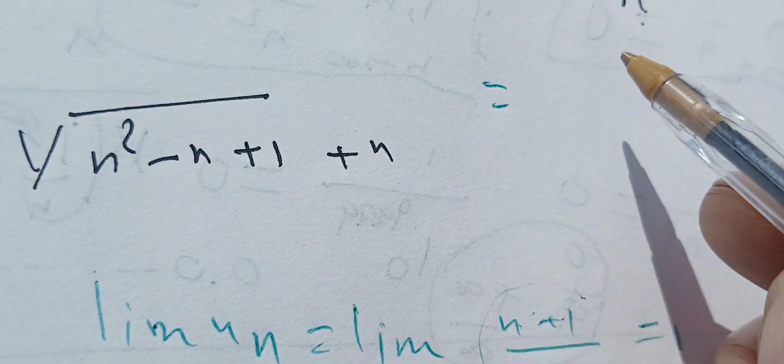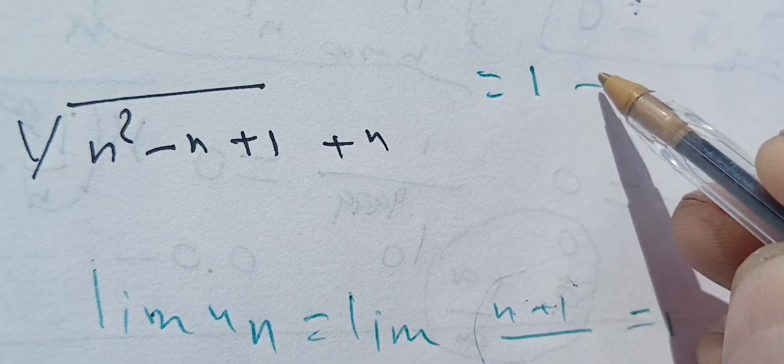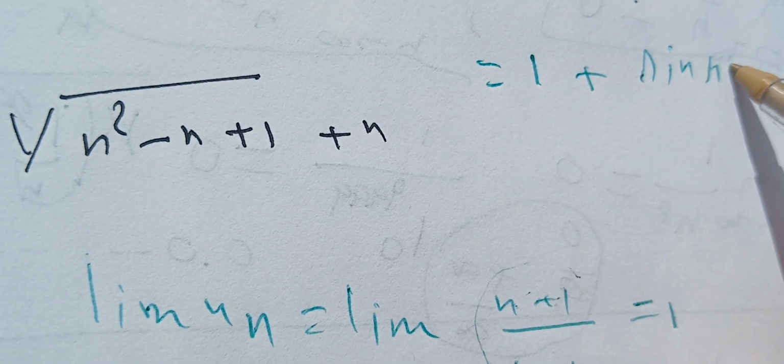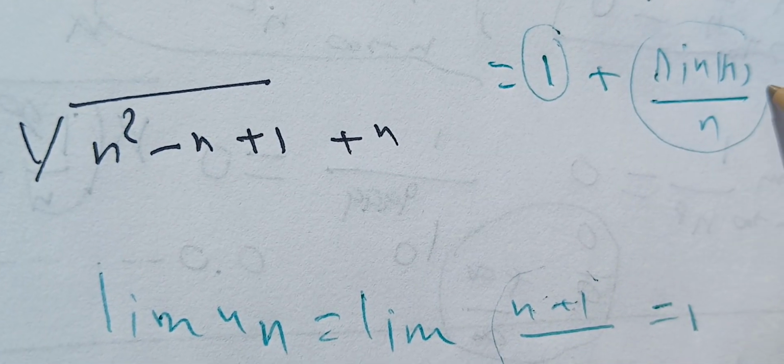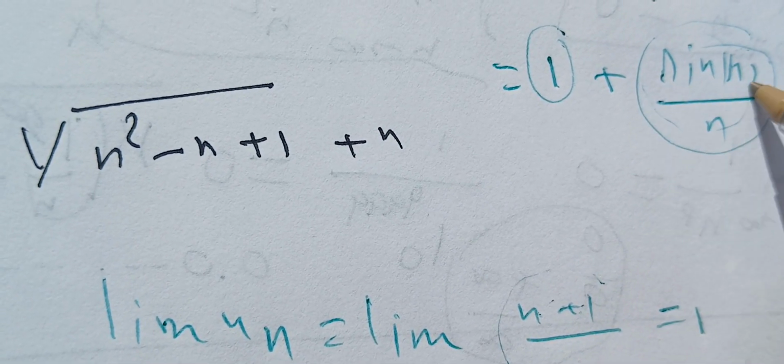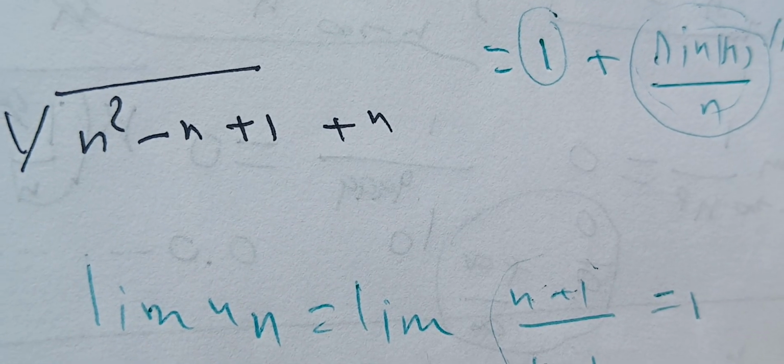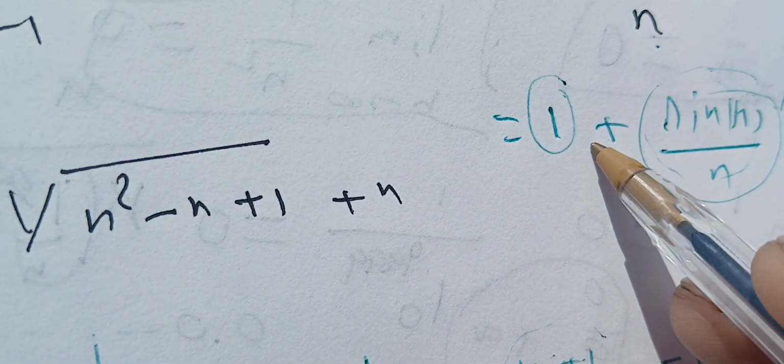We can prove it by dividing. So we have 1 plus (sine n over n). Here we have 1, and for this one we have shown it in the previous video: the limit is 0. So I have 0 plus 1, which is 1.